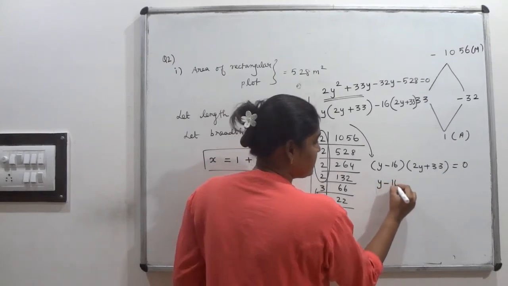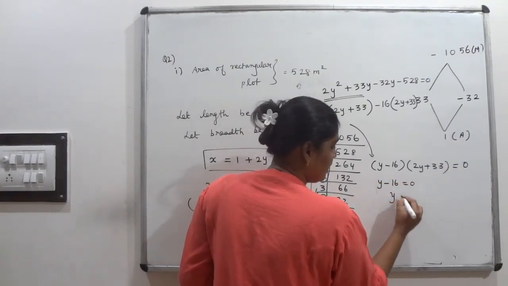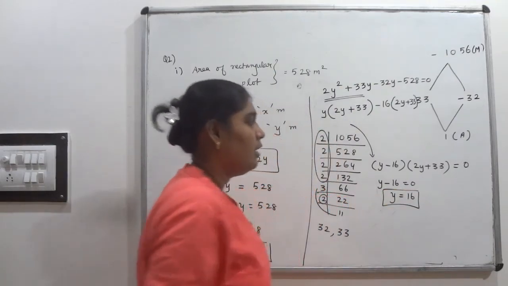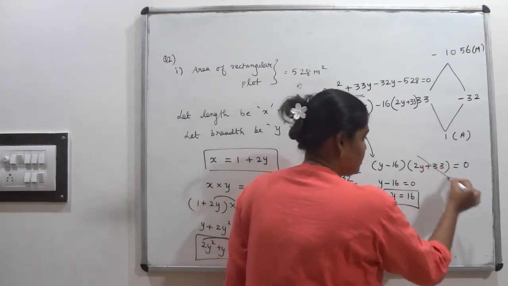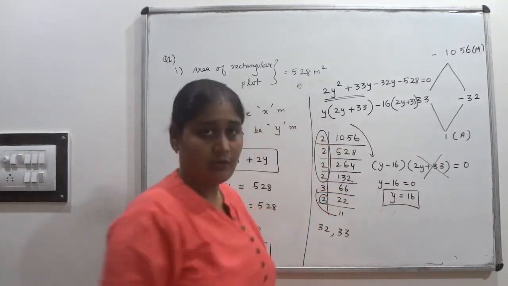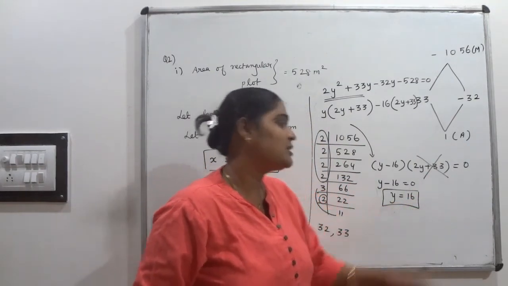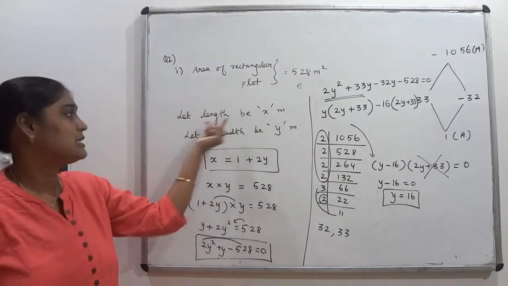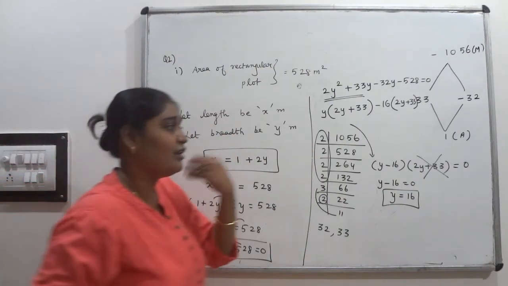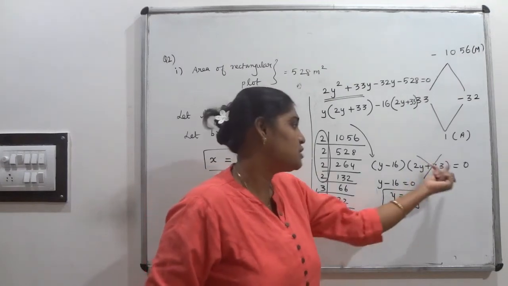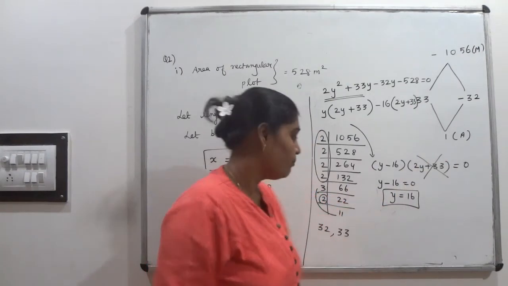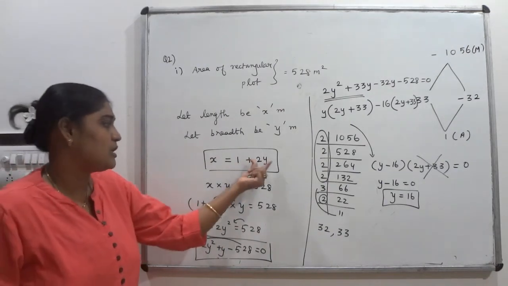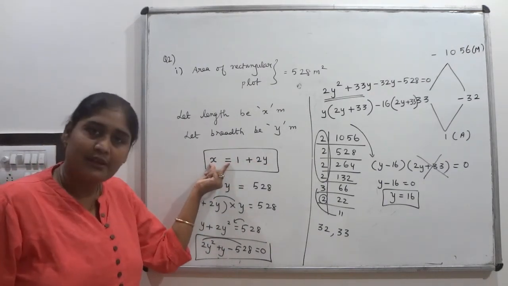So y minus 16 is equal to 0, so you will get y equal to plus 16. I have to cancel out the other factor, because you will get the y value equal to minus 33 upon 2. See, here x is taken as length, and the breadth y cannot be a negative value. That's why we have to cross out this factor. You have to take y equal to 16. If you put y equal to 16 in this equation, you will get the x value also.